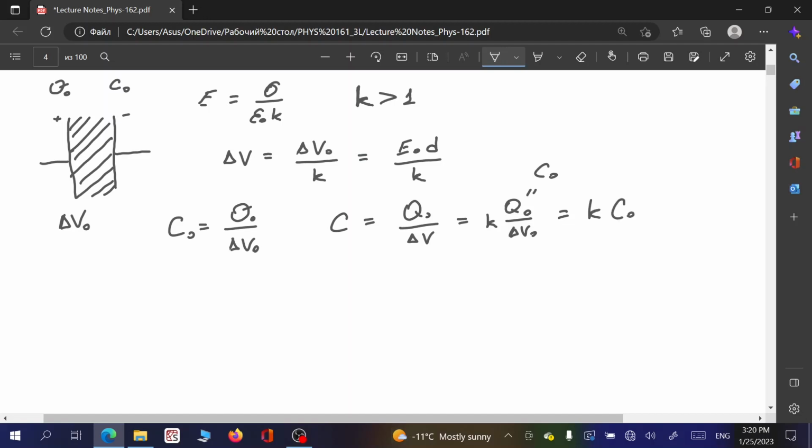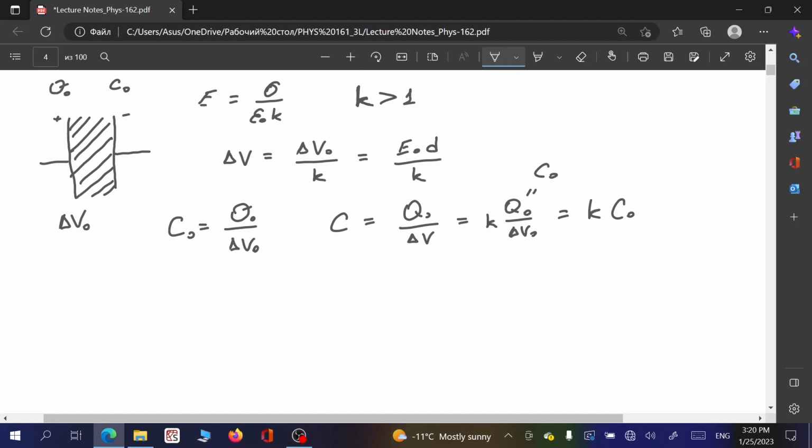So what we get here is, if we fill the space in between these plates with the dielectric material, with dielectric constant K, then we increase the initial capacitance in vacuum by a factor of K. So that is the way we can modify the capacitance of a capacitor. And we also need to consider a few options. What happens if we don't fill the space between the plates completely, but only partially?